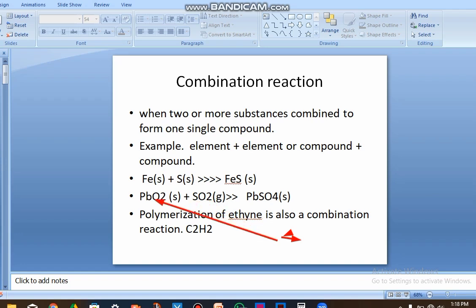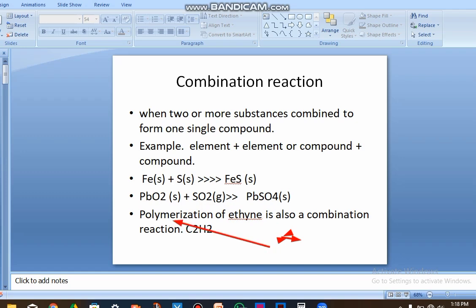Again, so meaning that compounds can react with other compounds to produce bigger compounds. Are you getting it now? So this compound reacts with this compound to produce this bigger compound. So please take note. Okay, so let's continue.